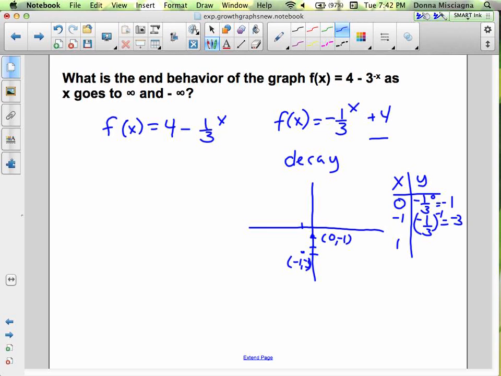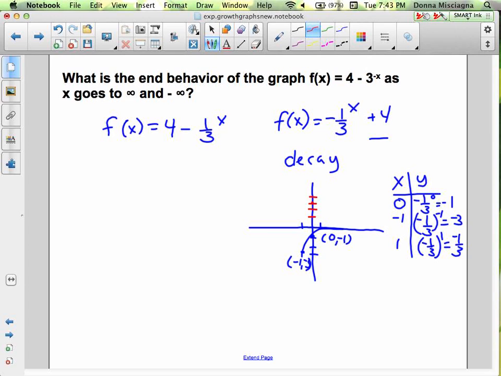If we were really graphing this, we'd plug in more points, but we're just doing a basic little sketch so that you can figure out the answer to this question. For +1, that would be a negative 1/3. So this would be the base graph, and of course, it's not going to cross the asymptote. But this particular function has been shifted up 4.